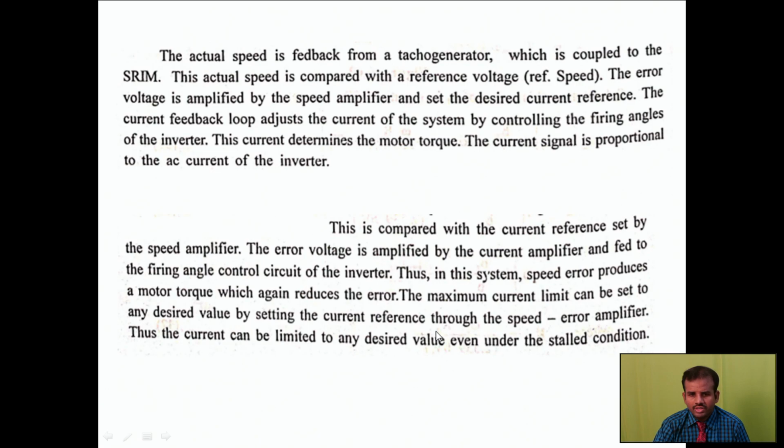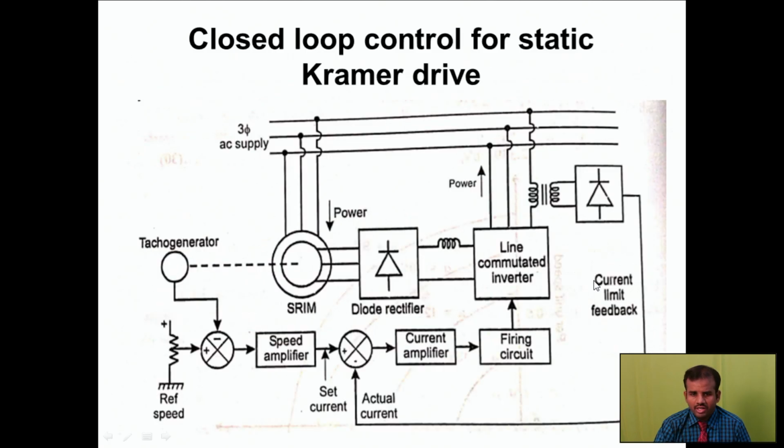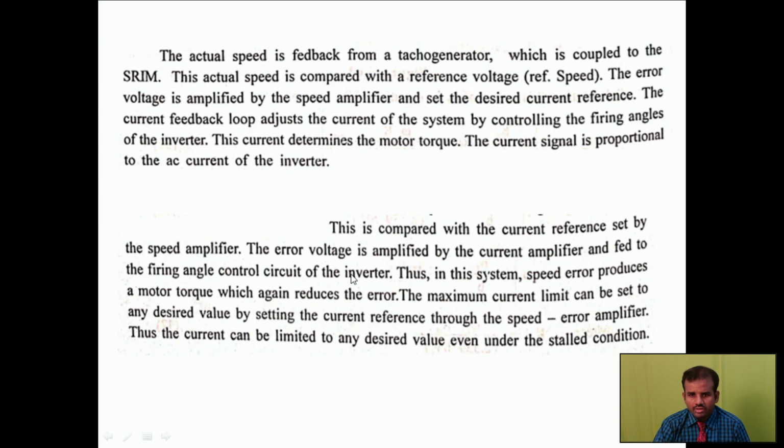So, this is fed to the firing angle control circuit of the inverter. After that, we have to send the current amplifier signal to the firing angle circuit of the inverter. So in this system, the speed error produces a motor torque. Here we have to generate a speed error. The speed error generates a motor torque, which again reduces the error.